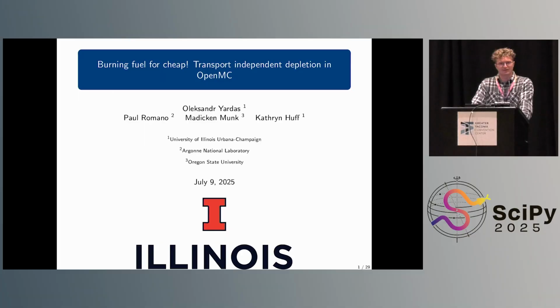I am a PhD student at the University of Illinois in the nuclear engineering department there. I've worked with both Professor Madikin Monk and Professor Katie Huff. I work on computational methods for neutron transport there. And today I'm going to talk to you about transport independent depletion in OpenMC. You're going to learn what that is as we go on in this presentation.